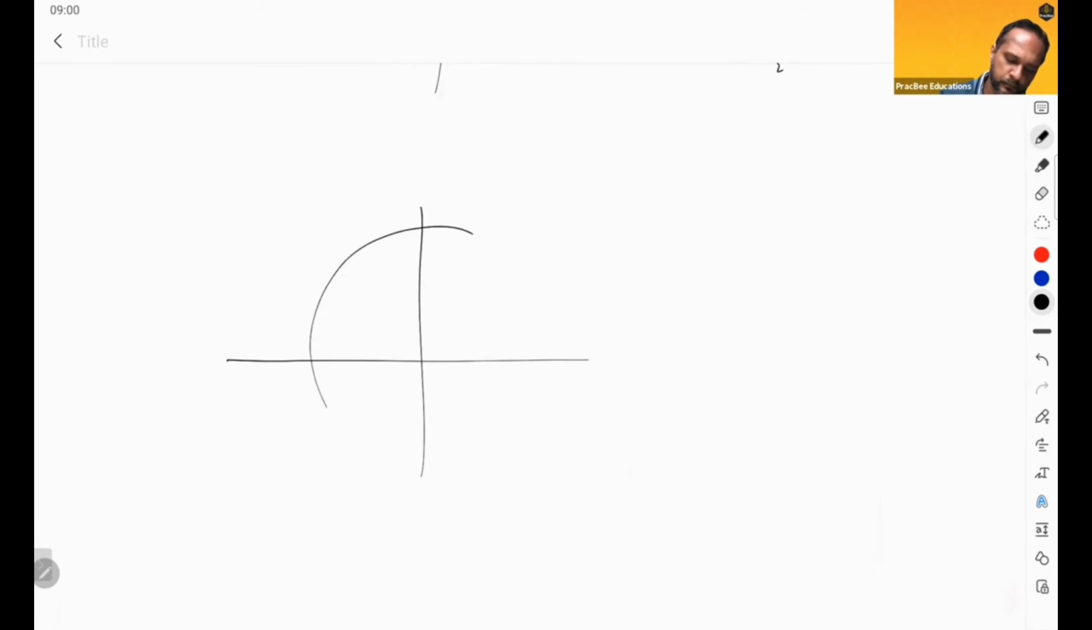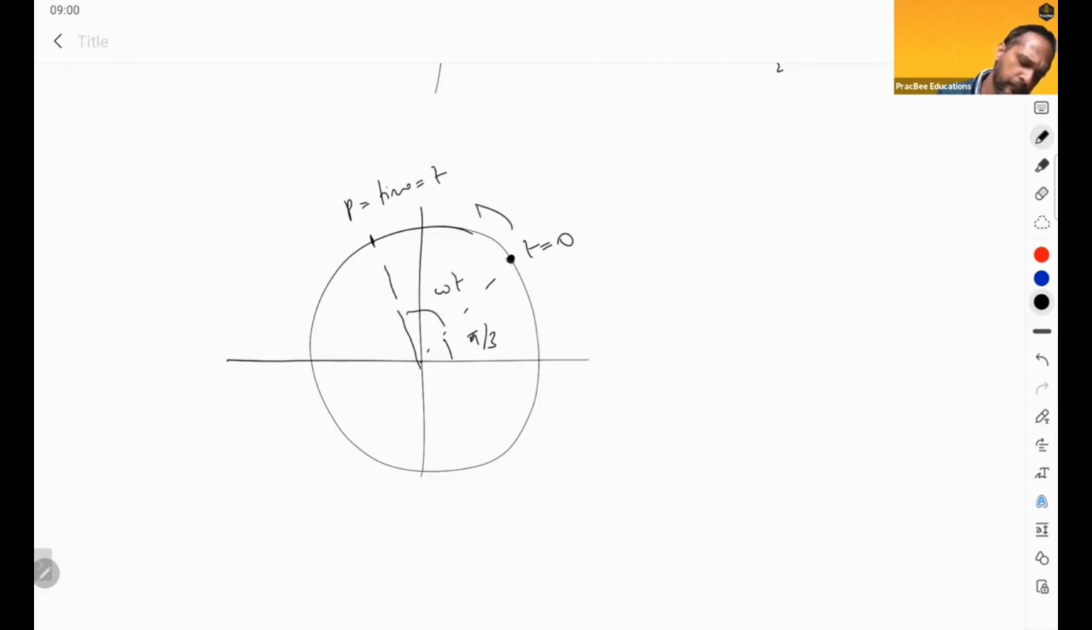Suppose the particle at t equals to 0 is located here. This angle is already, let's say, π/3. So this particle, after some time, let's say it reaches point P. This is at time t. So this angle will be equal to omega t.